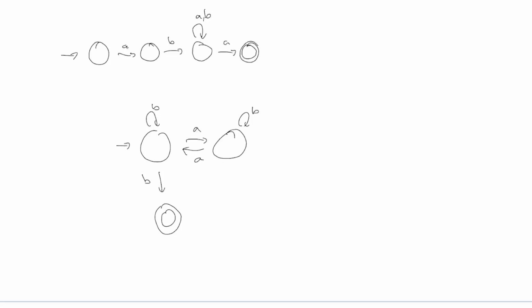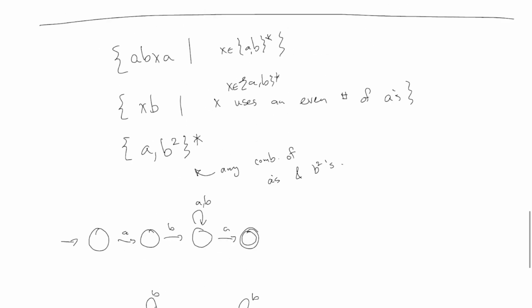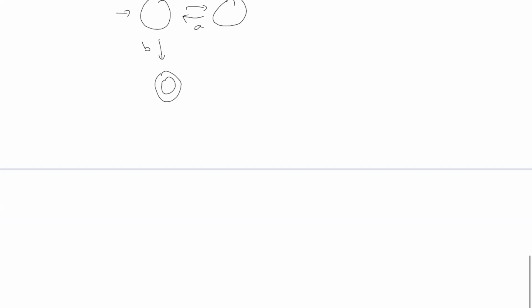All right, so this one has to end with a B, and it has to end with a B only after having an even number of A's. That's why I drew this arrow from that state rather than from that state, because I want it to only be successful after an even number of A's. All right, great. And the last one is (A, B squared) star.